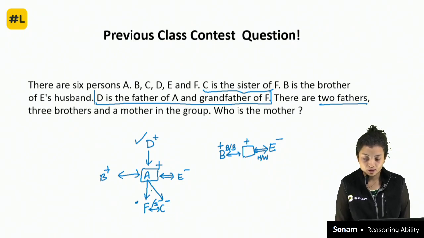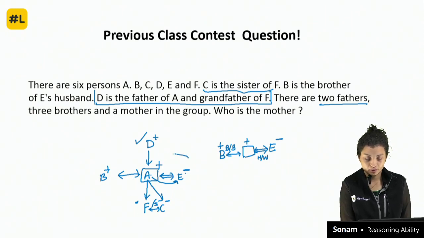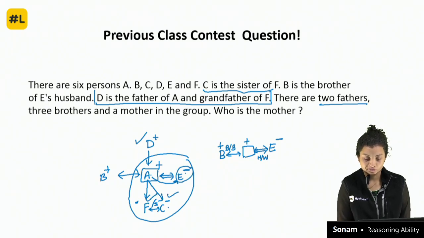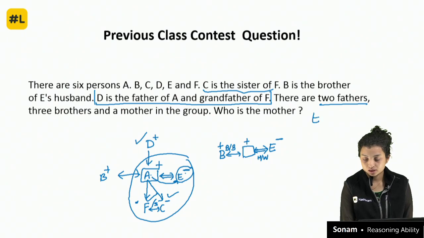So 2 fathers, 3 brothers and a mother in a group. So now tell me, if A is married to E, A is male, E is female, and they have 2 children, F and C. So who is mother over here? Tell me quickly in this diagram. Obviously E is mother, correct? E is mother of these 2 persons. So answer is E.